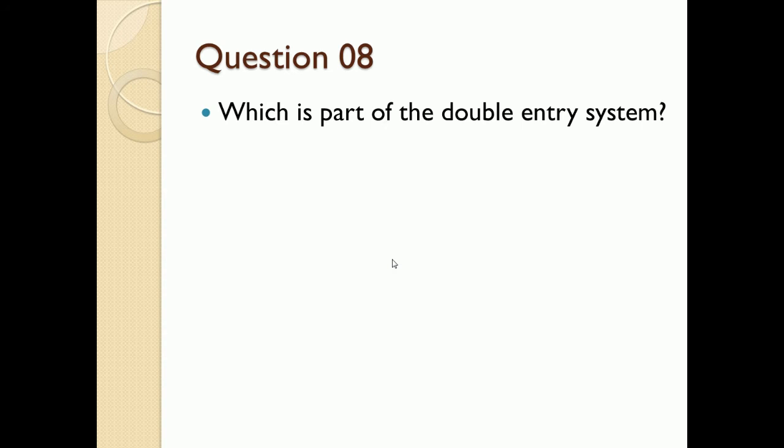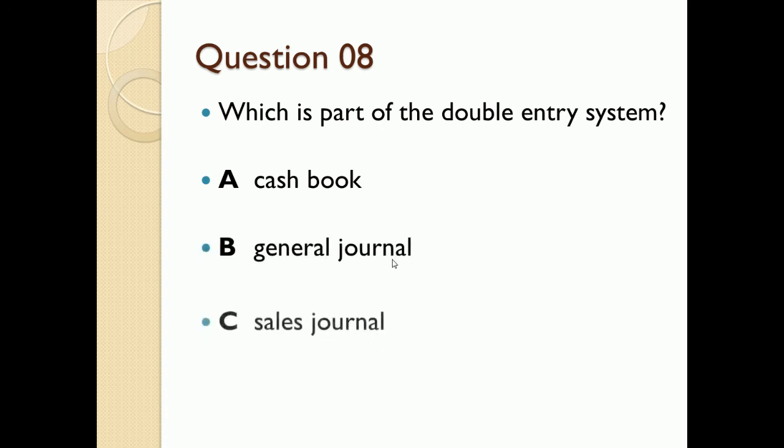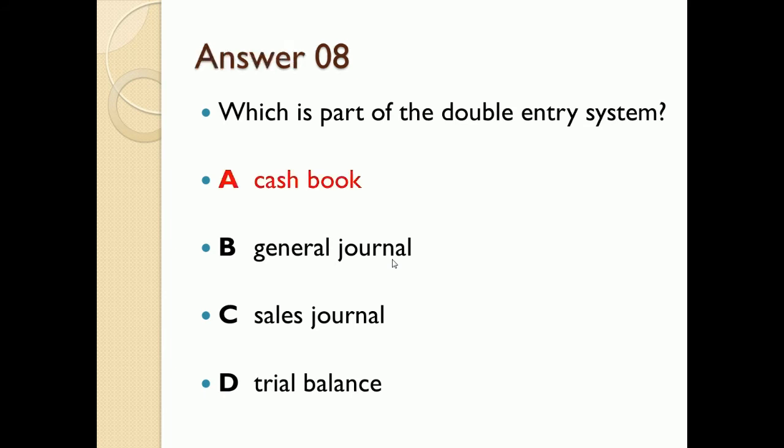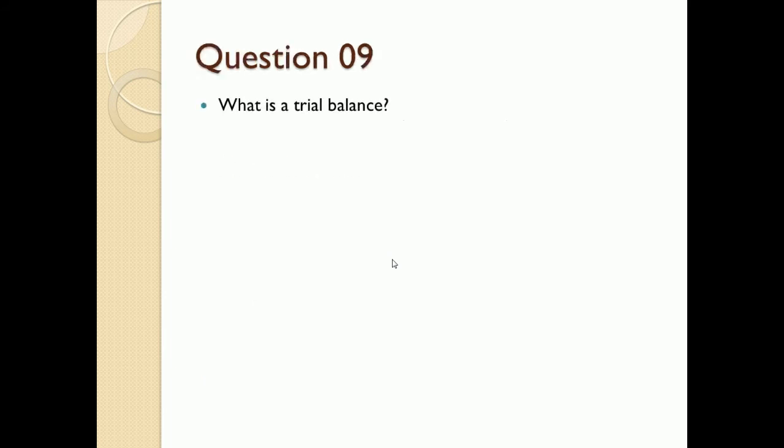Let's see what is the question. Is it a cash book? Yeah, of course, you have just listened. And B, journal, there it is not a part of the double entry system, whereas sales journal is not. And D, trial balances are just a list of balances, nothing else. So here goes your answer.